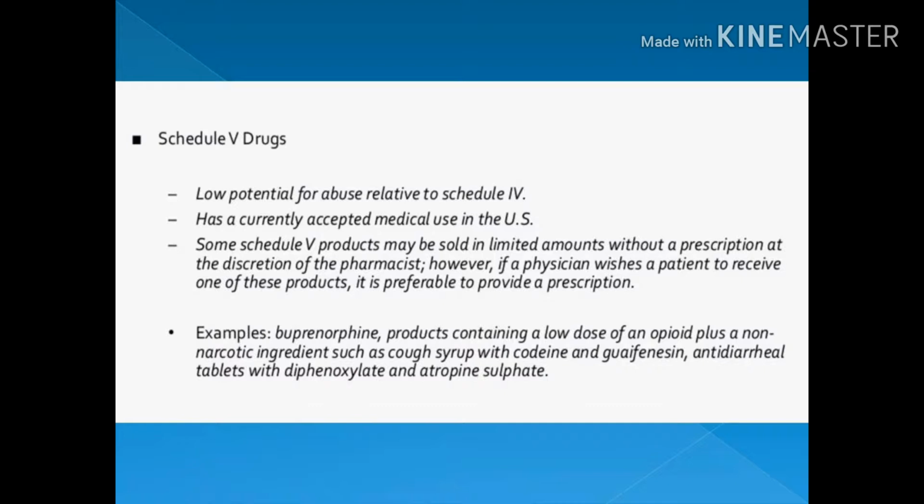Schedule 5 drugs. They have a low potential for abuse relative to Schedule 4 and have a currently accepted medical use. Some Schedule 5 products may be sold in limited amounts without a prescription at the discretion of the pharmacist. However, if a physician wishes a patient to receive one of these products, it is preferable to provide a prescription. Example: cough syrups, including all these.